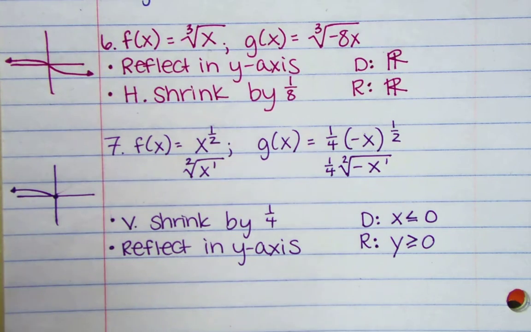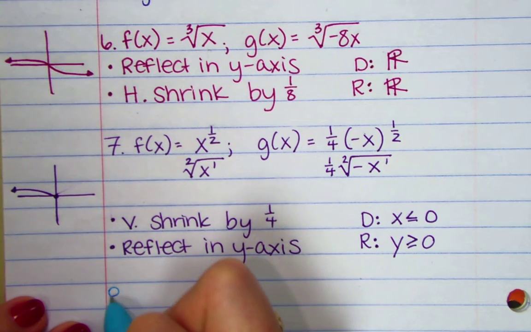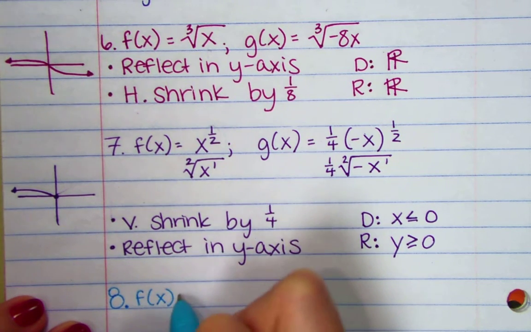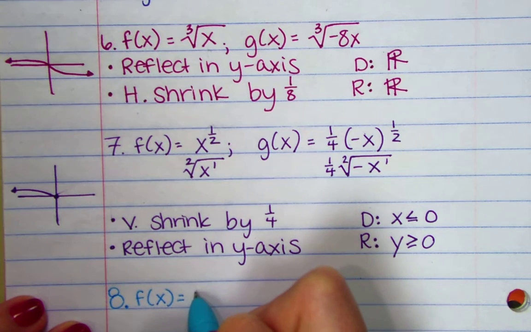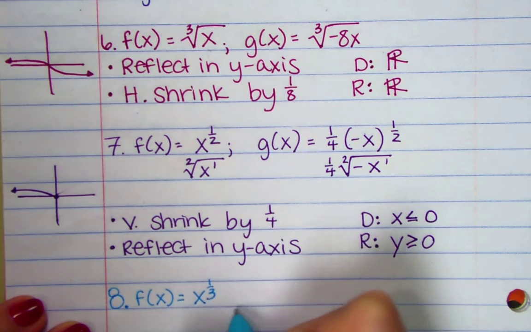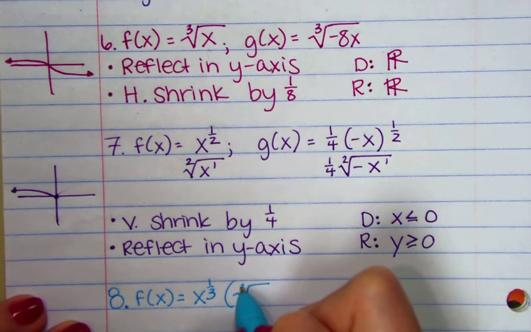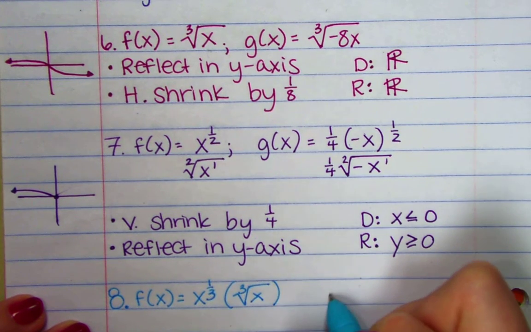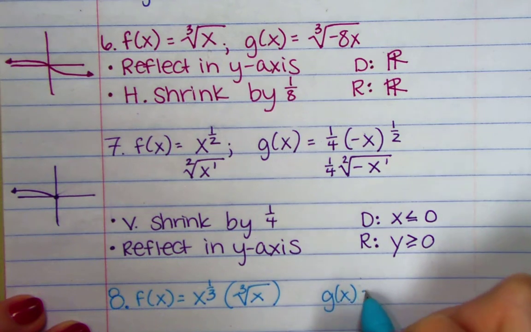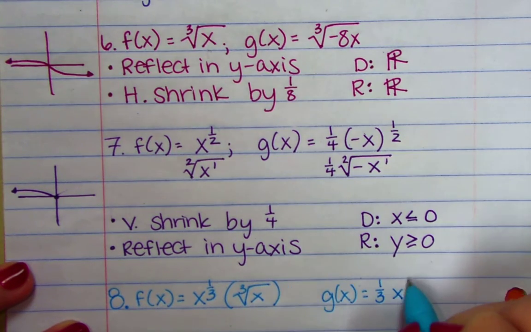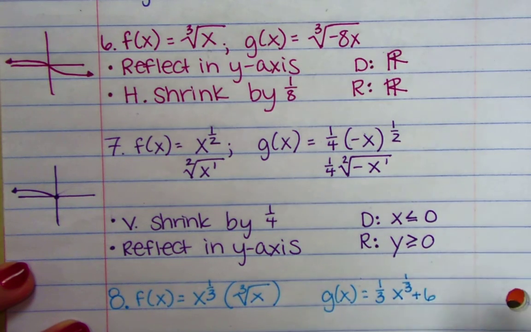Okay, let's see. We've got 3 more. We're almost finished. Okay, number 8. All right, f of x equals x to the 1/3. Okay, remember that's going to be the cube root of x. And g of x equals 1/3 x to the 1/3 plus 6.